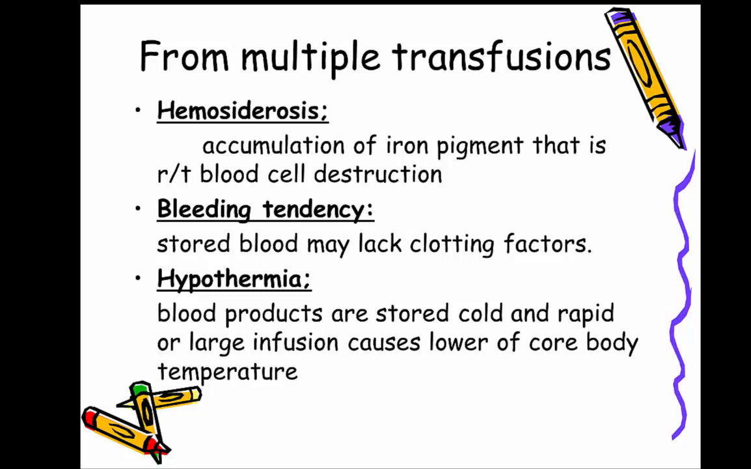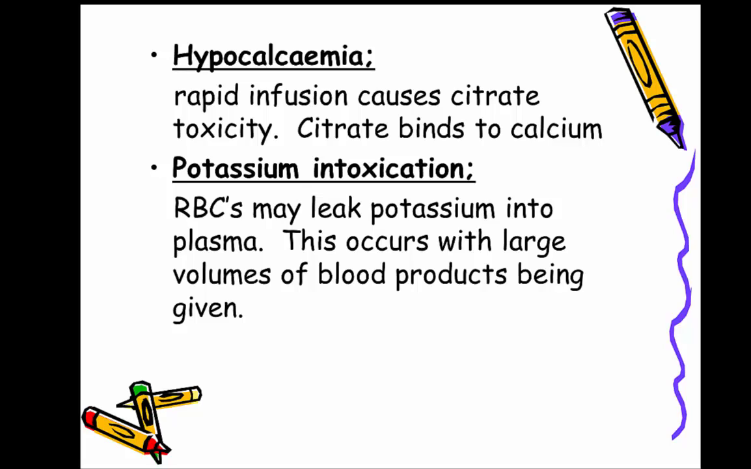The patient could become hypothermic because blood products are stored cold, and rapid or large infusions can cause a lowering of the core body temperature, which in trauma cases and when we're going to give multiple transfusions, blood can be put on a blood warming unit. They may get hypocalcemia because of the citrate, a preservative used in blood products, and the citrate binds calcium. They could also get potassium intoxication because the red blood cells may leak potassium into the plasma. This generally occurs with large volumes of blood products, so we need to watch their potassium levels.